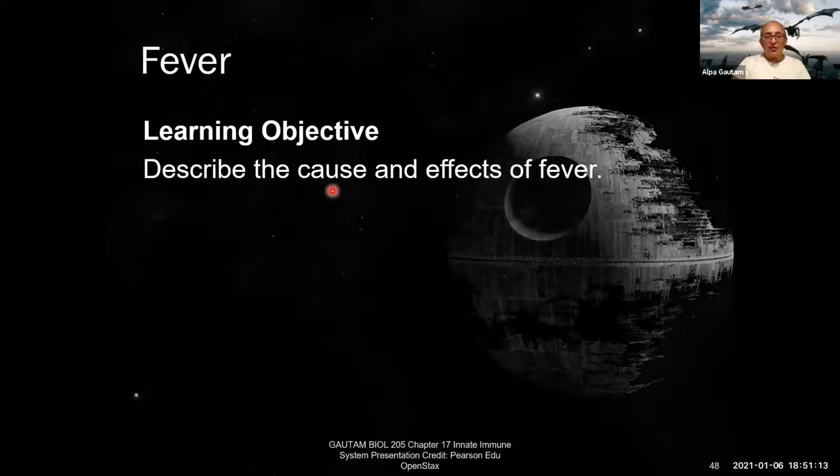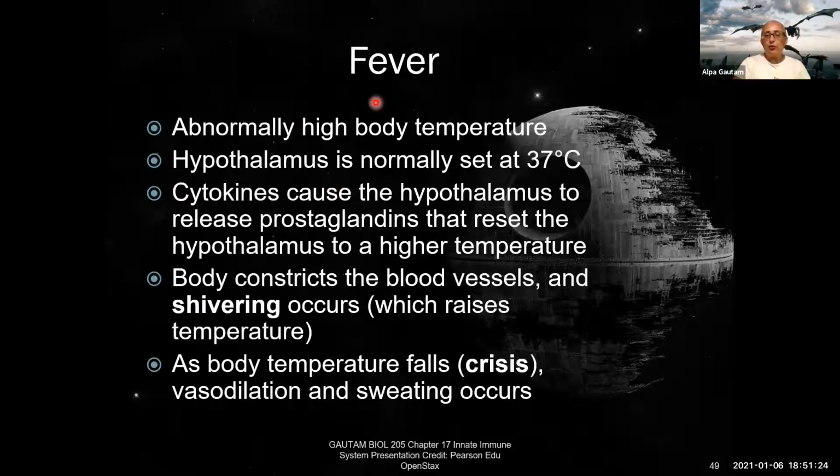So let's talk about fever. Right, we're talking about the second line of defense. Okay, so fever, phagocytes, and inflammation. Right. So let's look at the effects of fever. So fever is when you have abnormally high blood temperatures. So our body temperature is normally kept at 37 degrees centigrade. The hypothalamus maintains this temperature.